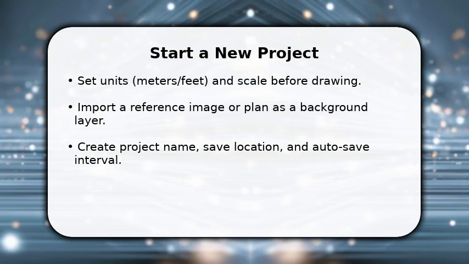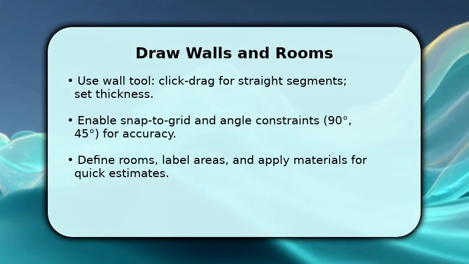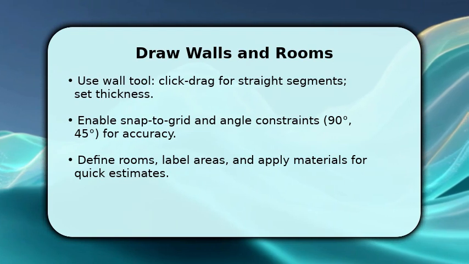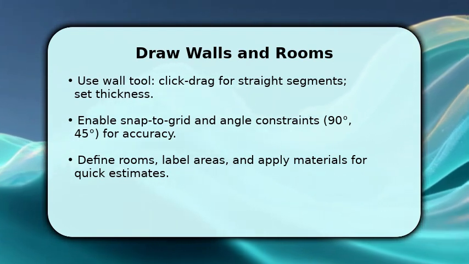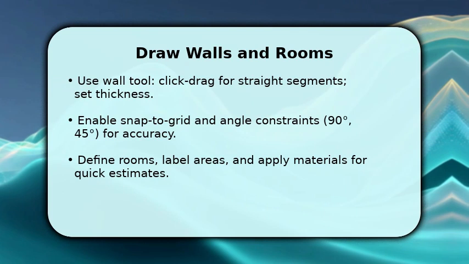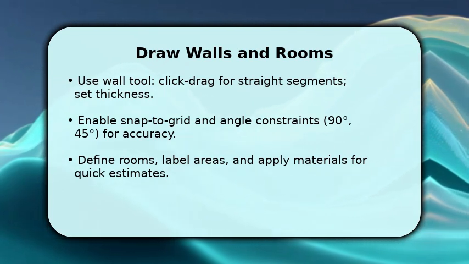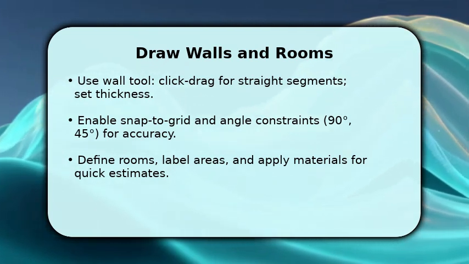Now draw the structural layout. Use the wall tool to click and drag segments and enter wall thickness and height to match construction specs. While drawing, enable snap to grid and angle constraints like 90 degrees and 45 degrees so junctions are clean.